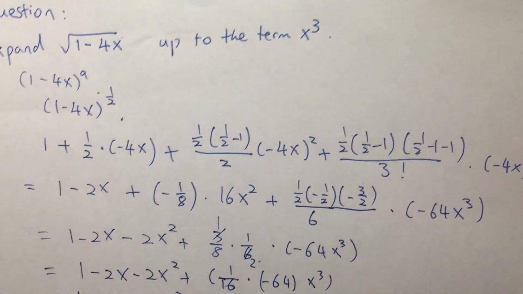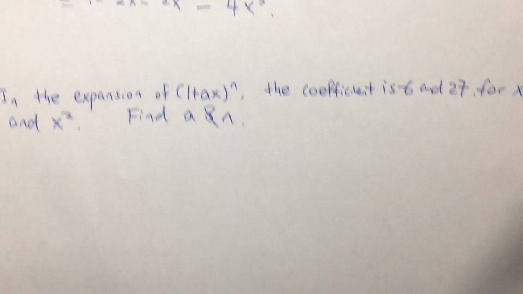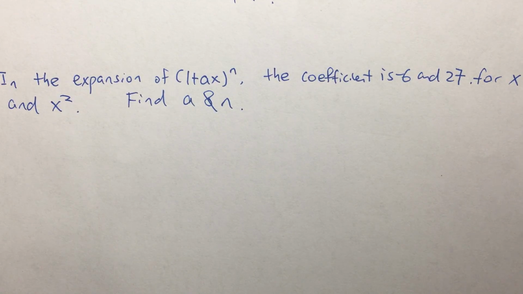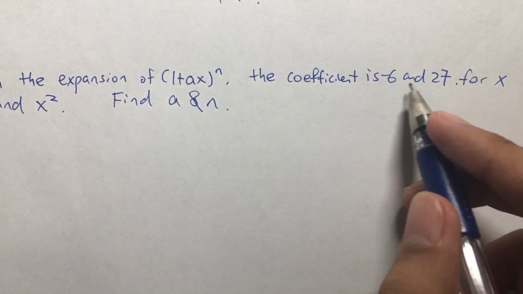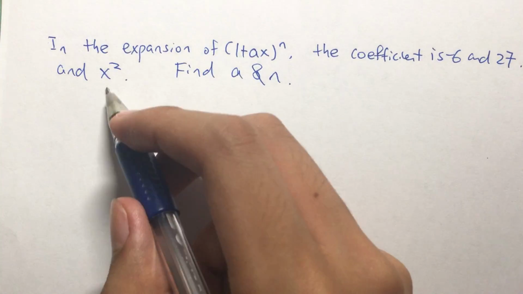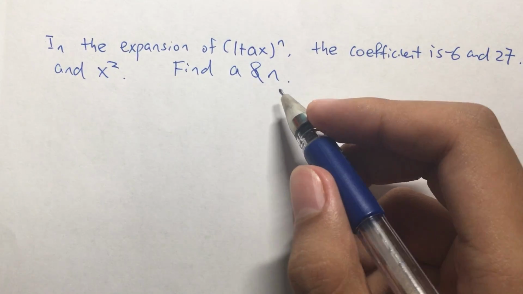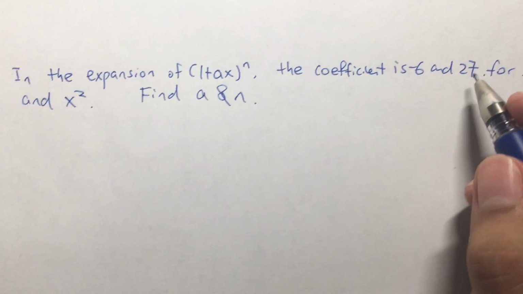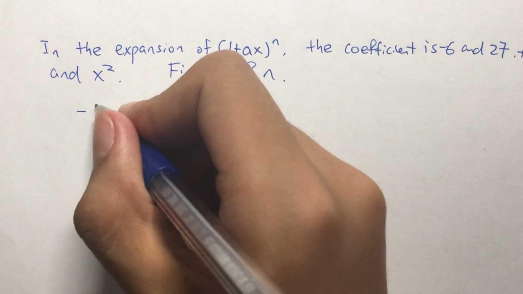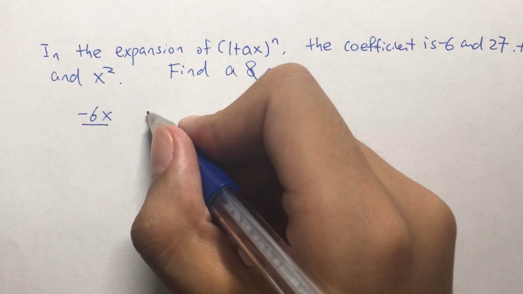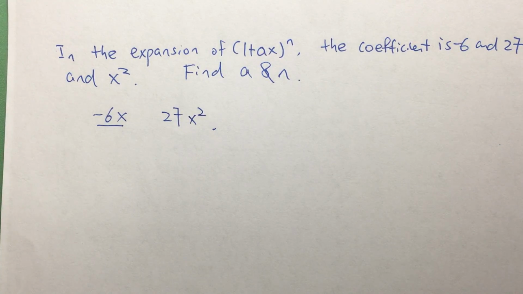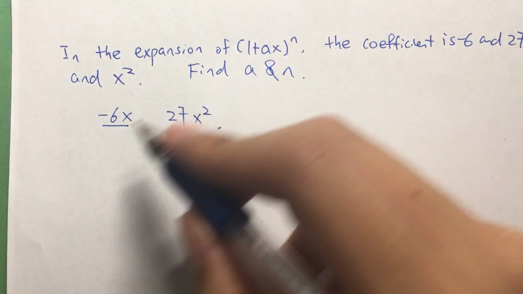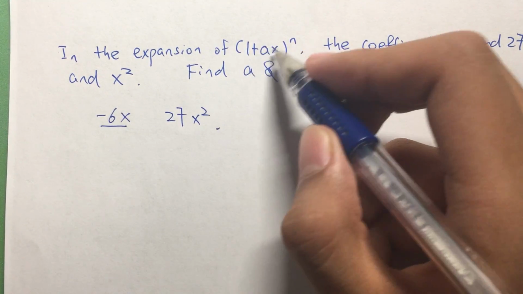Yeah, so that is this question. And now let's try a harder one: in the expansion of (1 + ax) to the power of n, the coefficients are negative 6 and 27 for x and x squared. Let's find a and n. So what does this mean? Well, it just means that we have negative 6x inside, and also 27x squared inside. These are the two things that we should know, and we should use them to find a and n.